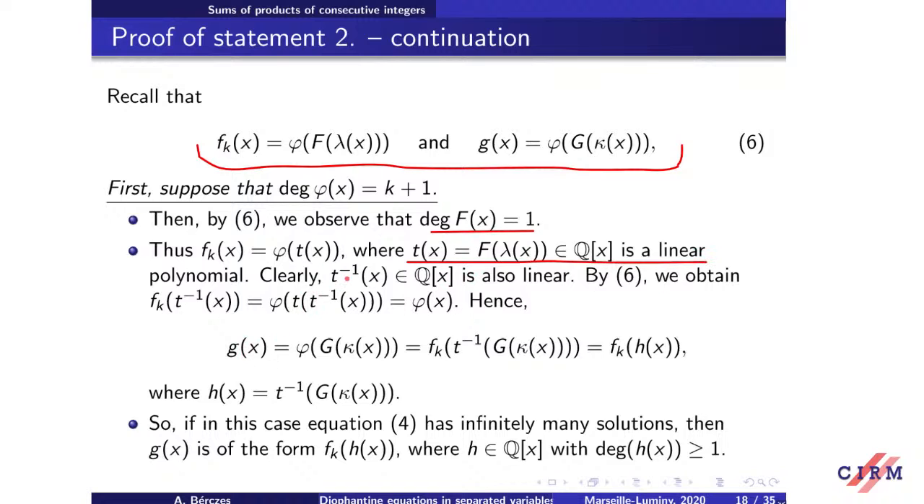Now we can take the inverse function of the polynomial function t of x, so that t of t minus 1 gives the identity function. So this means that fk of t minus x is just phi of x. So we can express phi of x in the form fk of something which is linear.